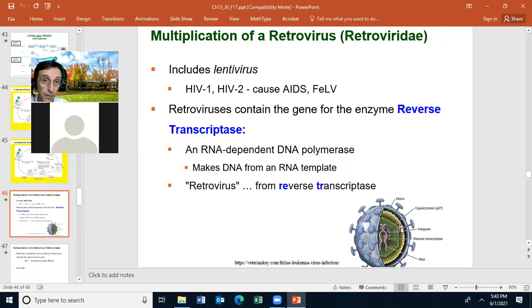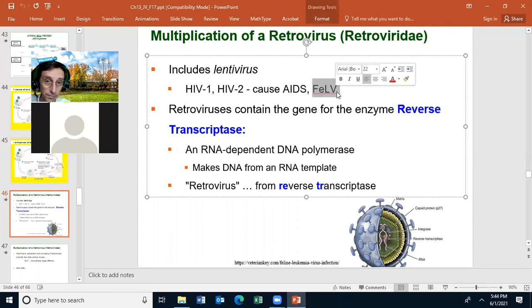The retroviruses include the lentiviruses, which includes HIV-1, or human immunodeficiency virus 1, or HIV-2, both of which cause AIDS, and it also includes feline leukemia virus, which gives cats leukemia, giving them a disease very similar to AIDS, and that is the cat will waste away, and when they get very sick and weak from the leukemia, they'll also get lots of infections because their immune system is shot.